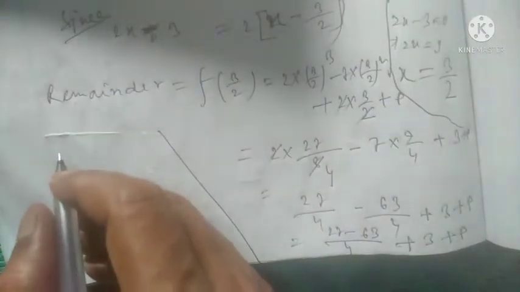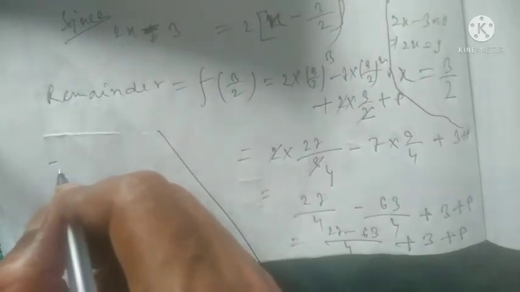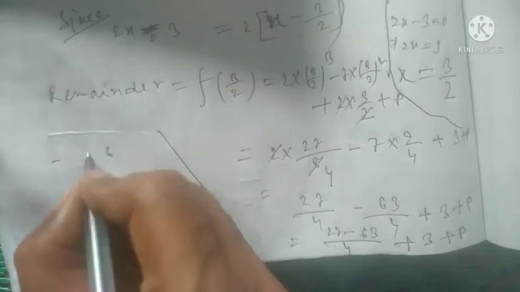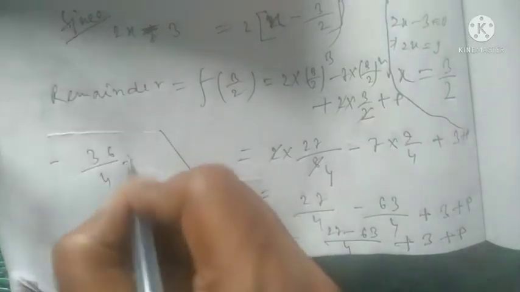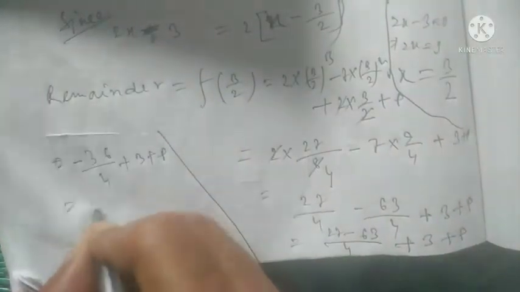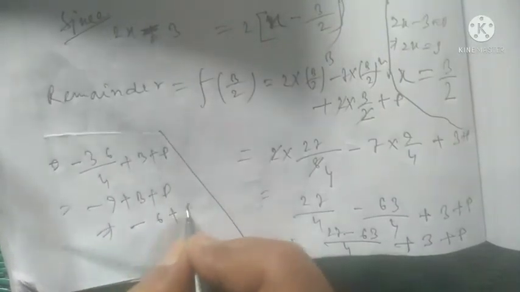And after that, you can write here: minus 36/4 plus 3 plus p. Okay, minus 36 by 4 is minus 9, so it will be minus 9 plus 3 plus p, so it will be minus 6 plus p. It is the remainder, but this is not our answer. You have to put it equal to minus 2.